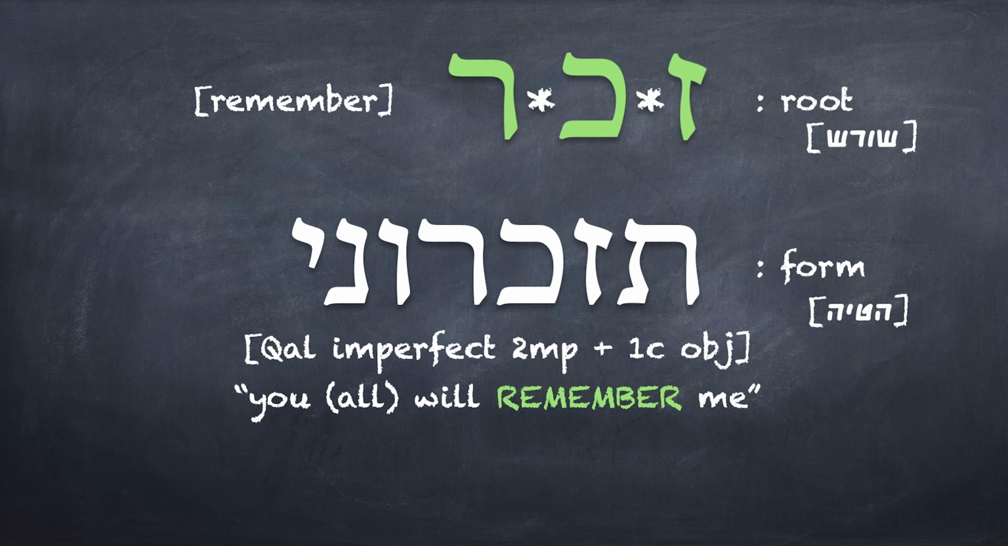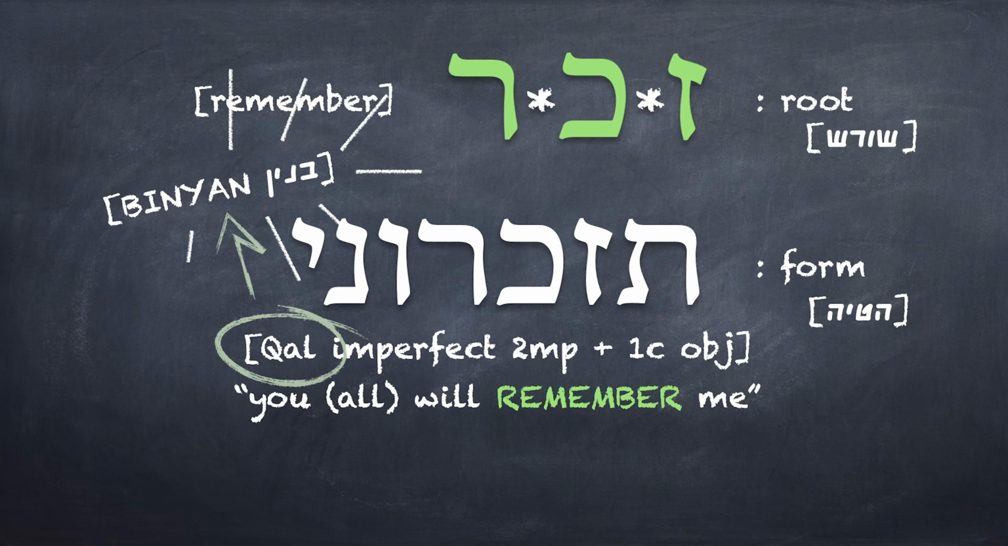Now among all that data, the part I want to focus on for this video is just this first element, identifying the verb's binyan. Especially for English speakers, this is the part of Hebrew verb formation that's the most unfamiliar, and so it can be a bit confusing at first. So there's a couple of metaphors that can help us make better sense of it.